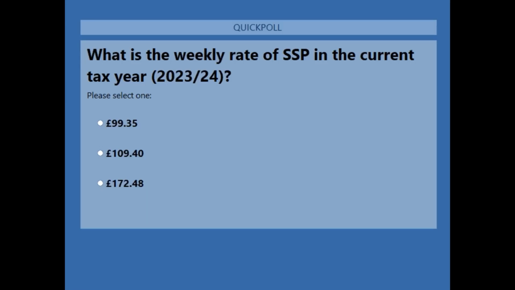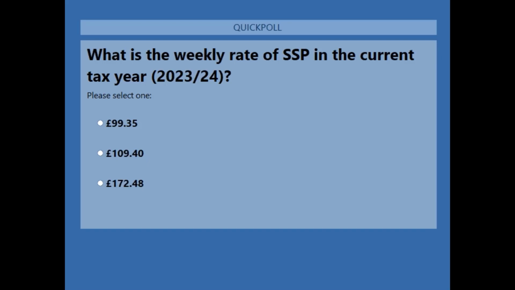So what is the weekly rate of SSP in 2023 to 24? Is it £99.35 per week? Is it £109.40 per week? Or is it £172.48? So to vote in the poll, just click the answer on screen and submit it through. I'll show you how you've got on by sharing the overall percentages. It's looking pretty good so far, I must say. And we'll give you about a minute to cast your vote.